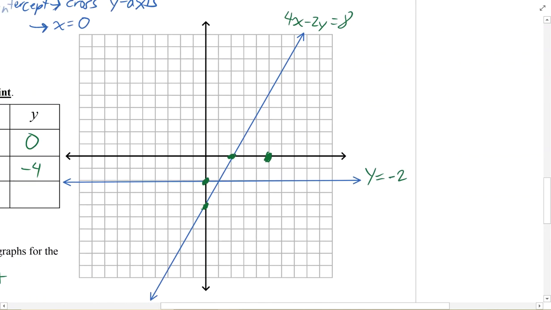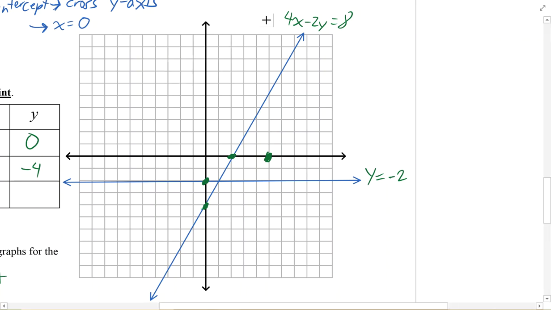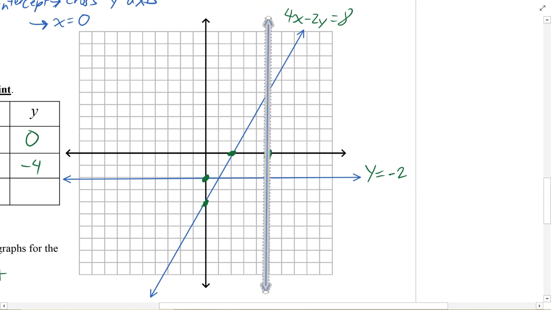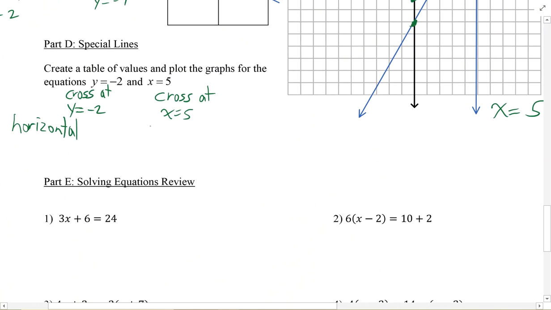So special lines, you plot them slightly different because they only have one variable, so you know you're going to cross. It's just like an intercept, more or less. And we get x equals 5. Okay, and that line we call vertical. So just reviewing last year's stuff.